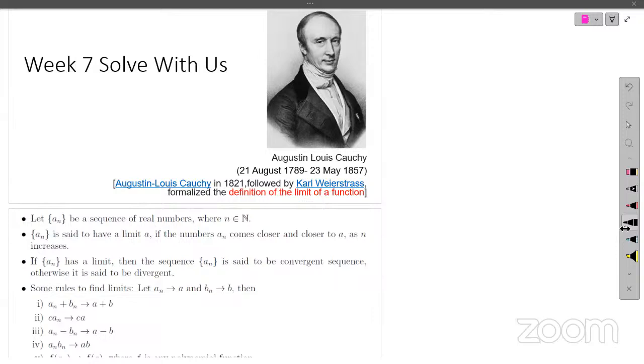So today's session is actually based on Solve with us week 7. That means we will solve some of the questions related to the limit concept.